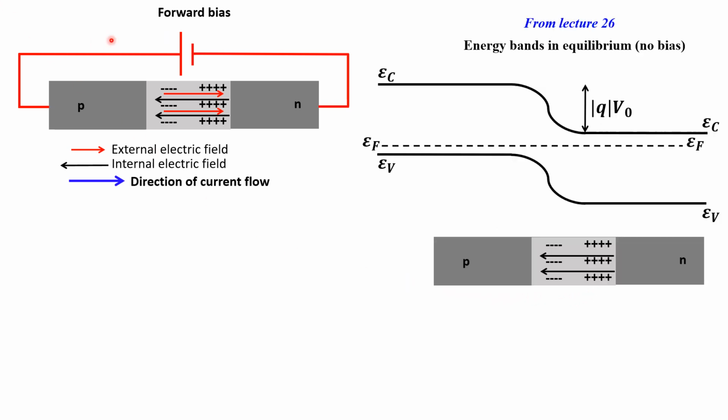So now let's take a closer look at the p-n junction in forward bias configuration.